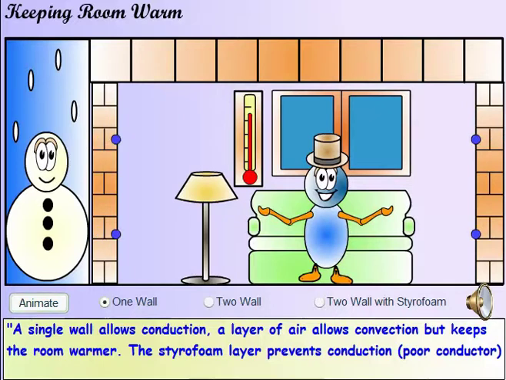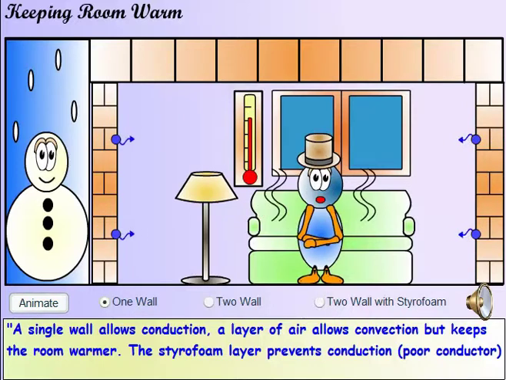If you want to stay warm in a room where the surrounding temperature is very low, you have to minimize the heat transfer from the outside. By having a single wall, conduction would take place. By having two walls separated by air, conduction takes place through the walls and convection takes place through the air chamber. If you replace the air with styrofoam, which is a poor conductor, it cuts out conduction and convection.